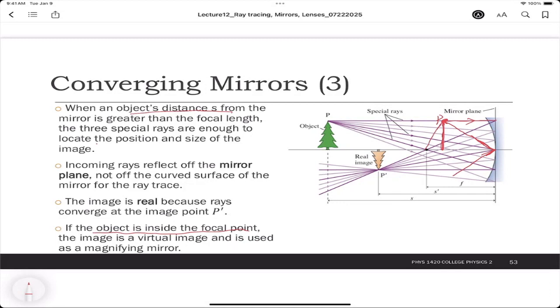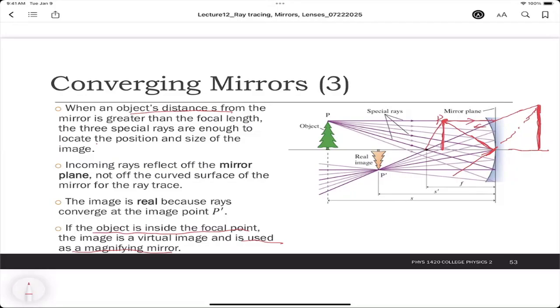So what we need to do is, you can see those two lines will converge inside, in this direction. Then there will be a virtual image here. And you can see this virtual image is bigger than the original one. That's the reason why it is used as a magnifying mirror. That makes sense to you?